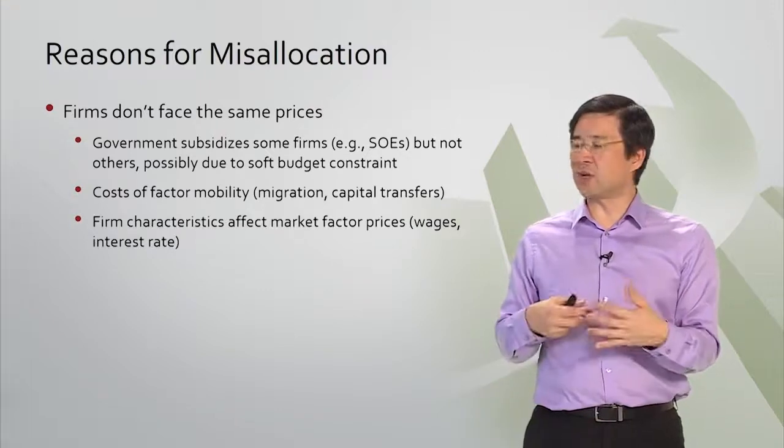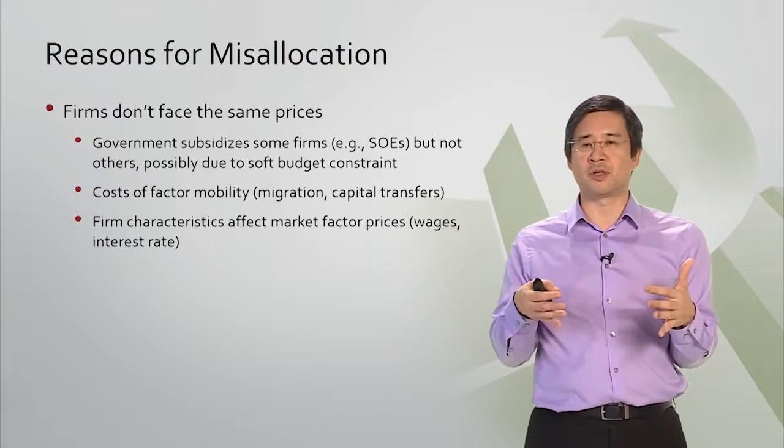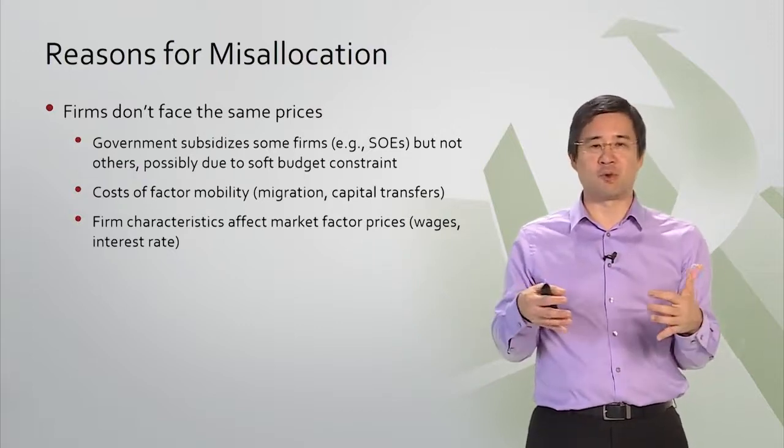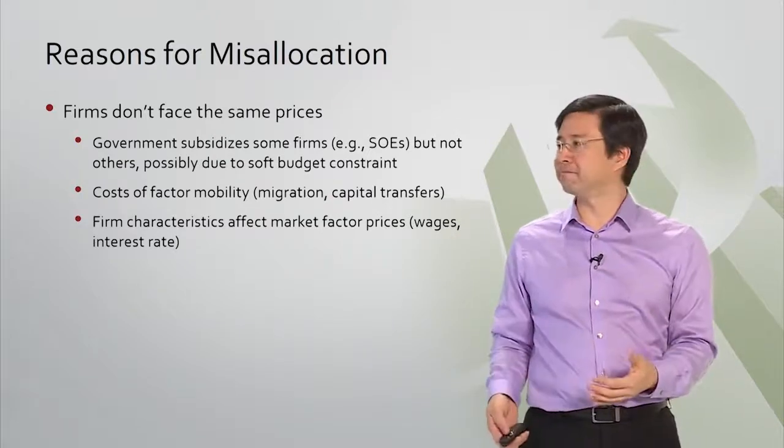Now, there also could be firm characteristics that would affect the prices for inputs. For example, a larger firm might have more bargaining power and so get, for instance, a cheaper interest rate from the bank.